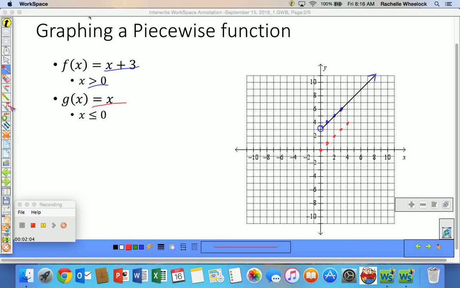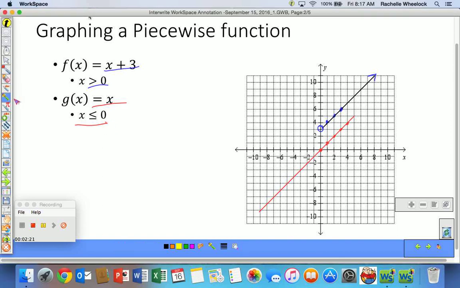So your domain here is all the x values less than or equal to 0. So if I look at the x-axis, that's this set of values. So I'm going to erase everything on the positive side of the y-axis. Delete these, and since it's or equal to, I can leave that as a closed circle. And this is our function. This is our piecewise function.